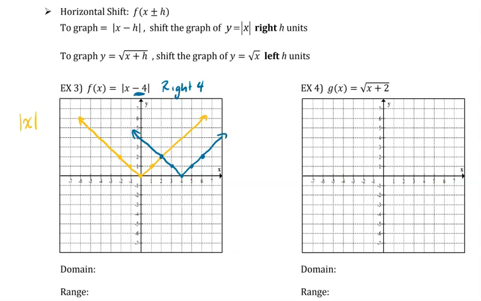And we are good to go. The domain is still negative infinity to infinity. Left and right are still arrows. In this case, the range is actually the same as well because it didn't move up or down any, it just moved to the right. That won't affect the minimum. So it's going to be 0 to infinity still.